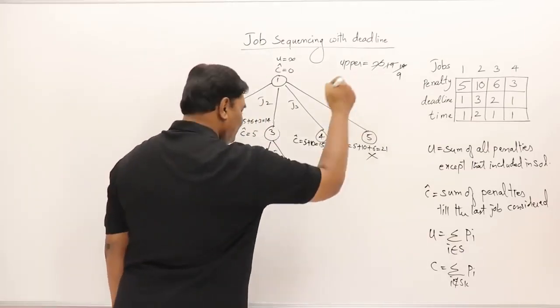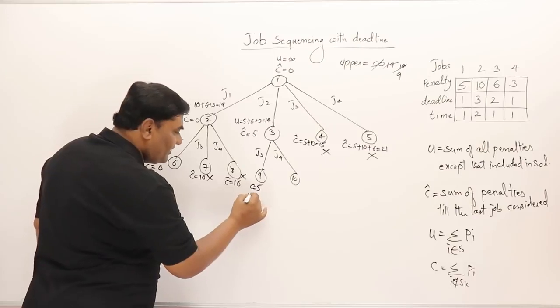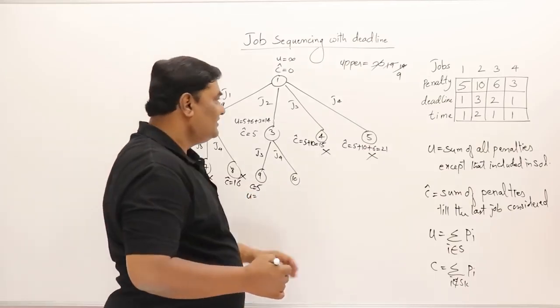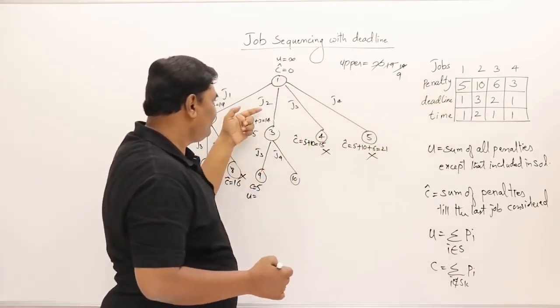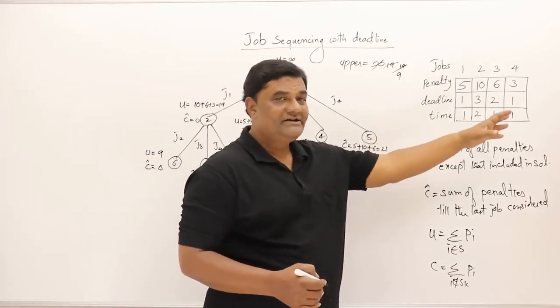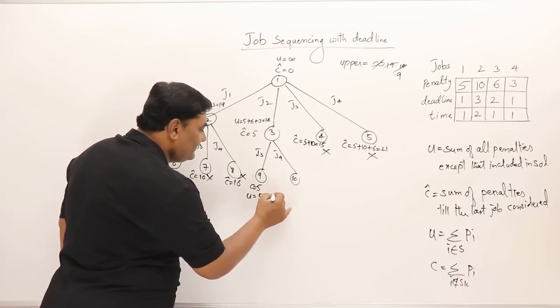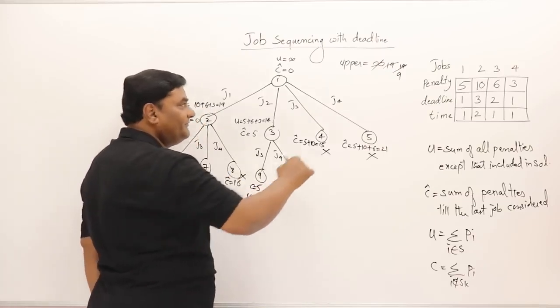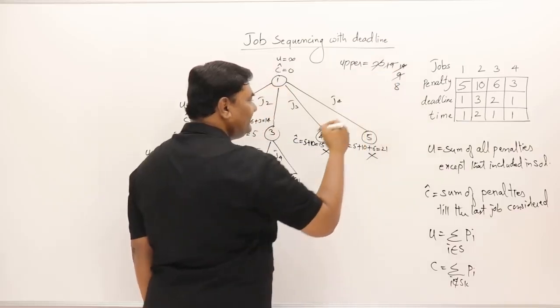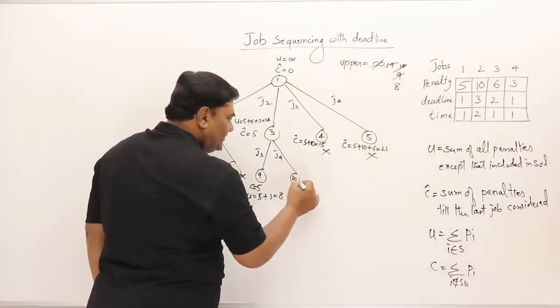Is it less than 9? Yes. Then what is upper bound? I will calculate upper bound also. So out of all we are doing second job and third job. Remaining job. So that is first and fourth. So that is 5 plus 3. It is 8. Oh, we got a minimum value. Update it to 8.